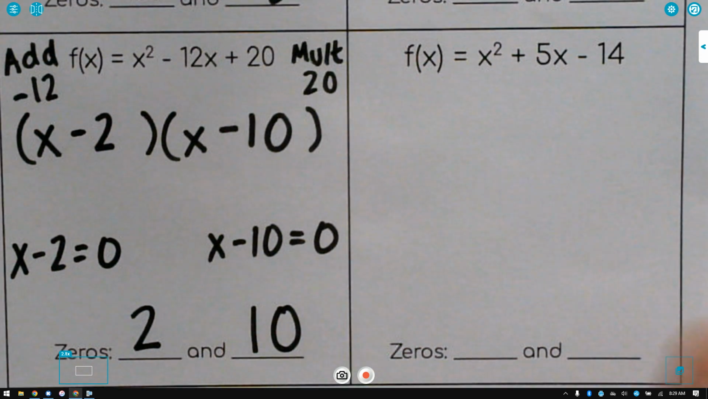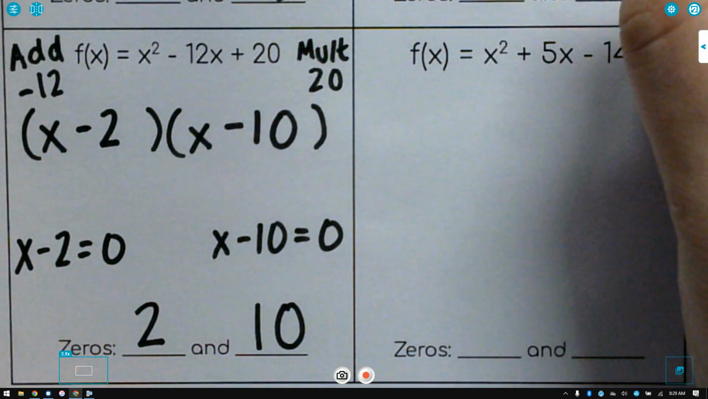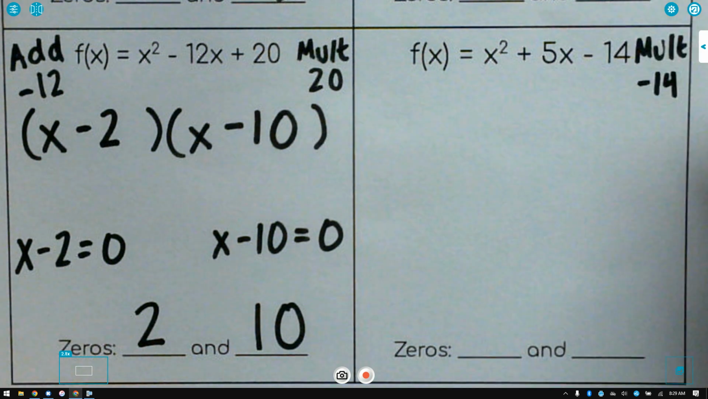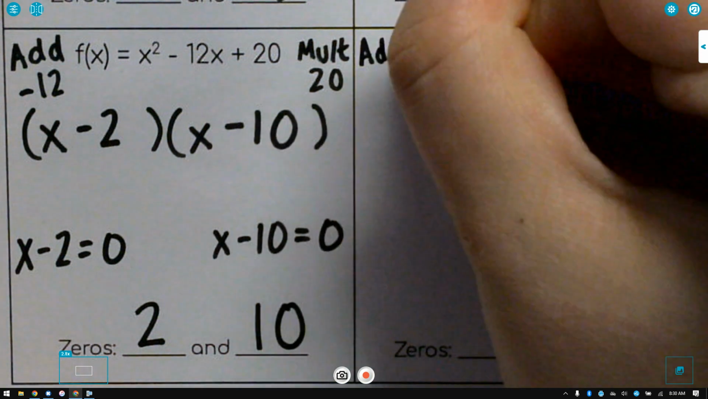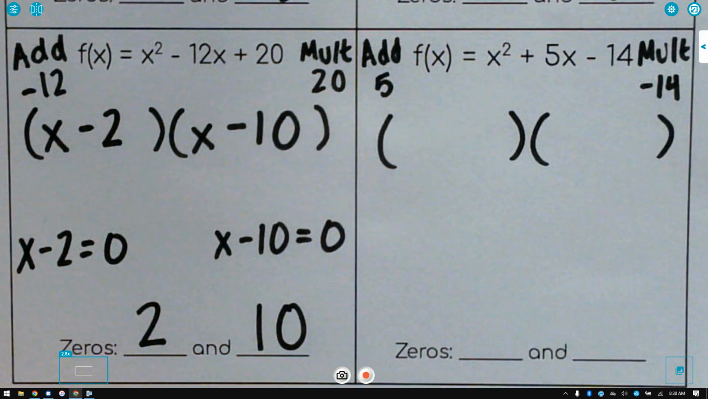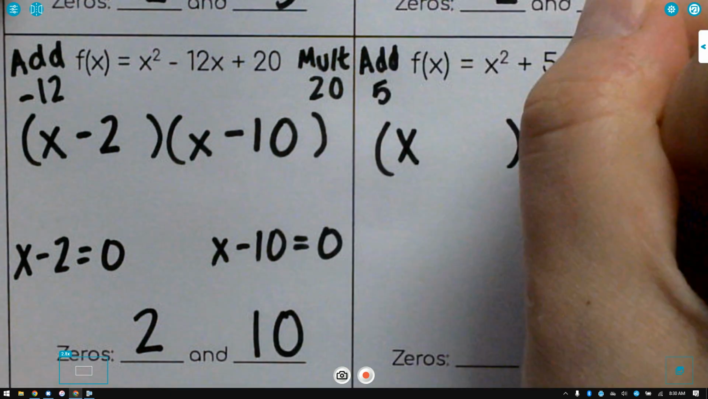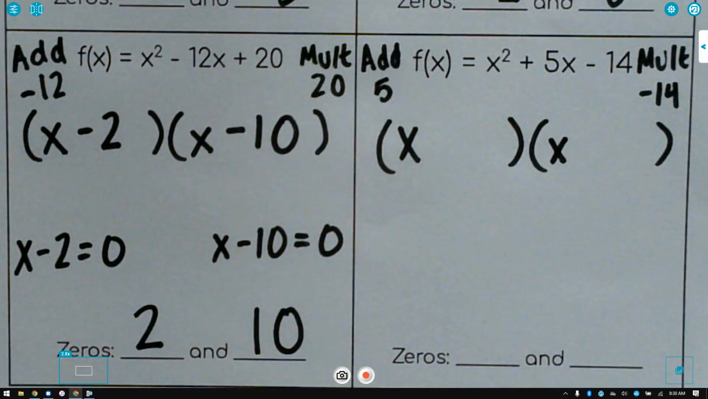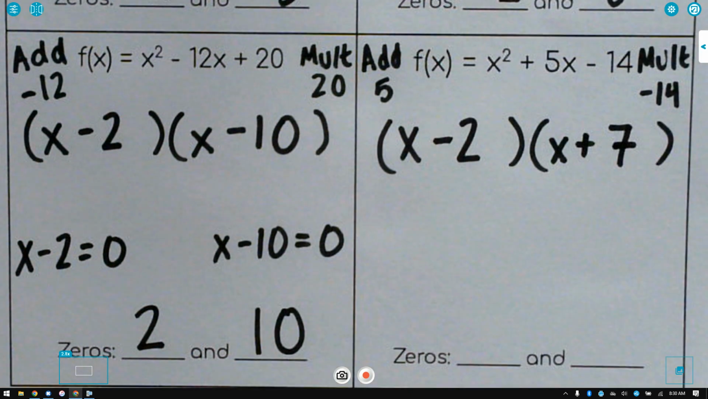Okay, last one, x squared plus 5x minus 14. We are trying to multiply together to be negative 14. We are trying to add together to be 5. So since I need to multiply to be a negative number, I know it's going to be a 1 positive, 1 negative type of situation. What numbers multiply to 14 and are 5 apart from each other? Negative 2, positive 7. So x minus 2, x plus 7. So it's like solving a puzzle.